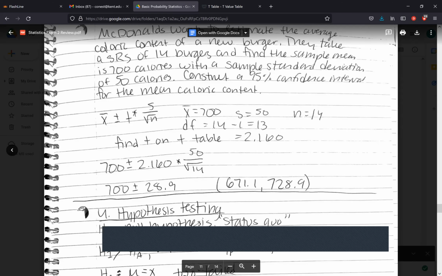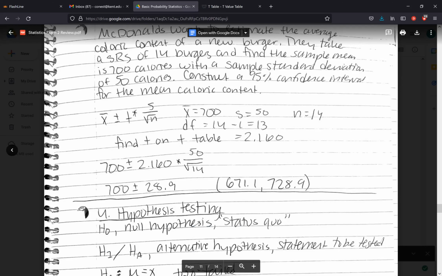Do we know that the value of mu is within those values? No, we don't know. But if we were to construct more confidence intervals, we could say that 95% of the total number of confidence intervals would contain the true value of mu.